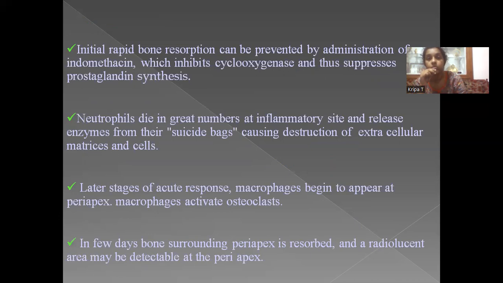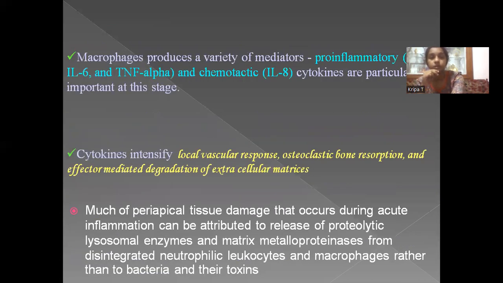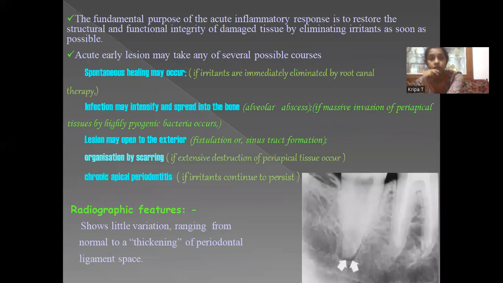Initial rapid bone resorption can be prevented with the administration of indomethacin. Neutrophils die in great numbers at the inflammatory site and release enzymes from their suicide bag, causing destruction of the matrix there. In the later stage of the acute response, macrophages will start to appear and bone starts to resorb. All these are the actions of the various inflammatory mediators in the root apex.